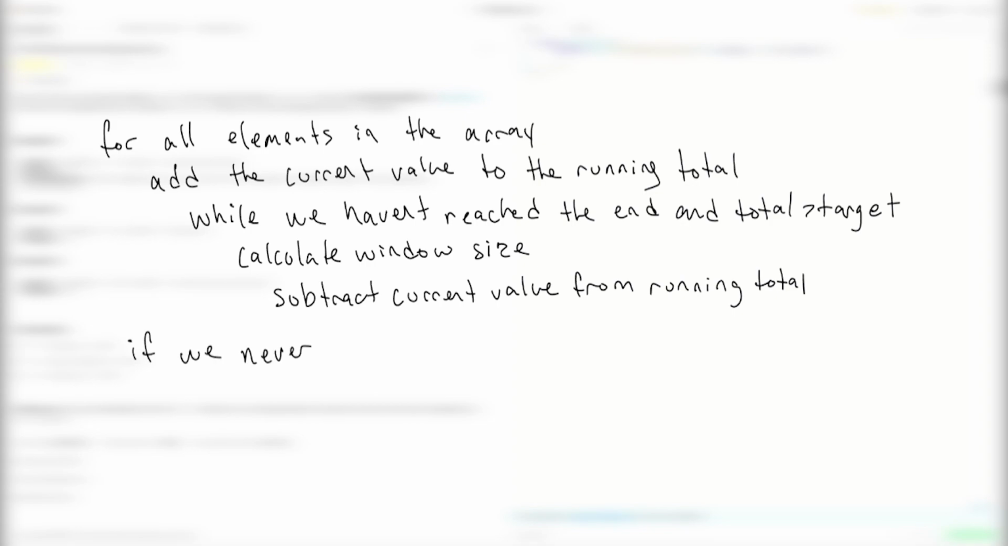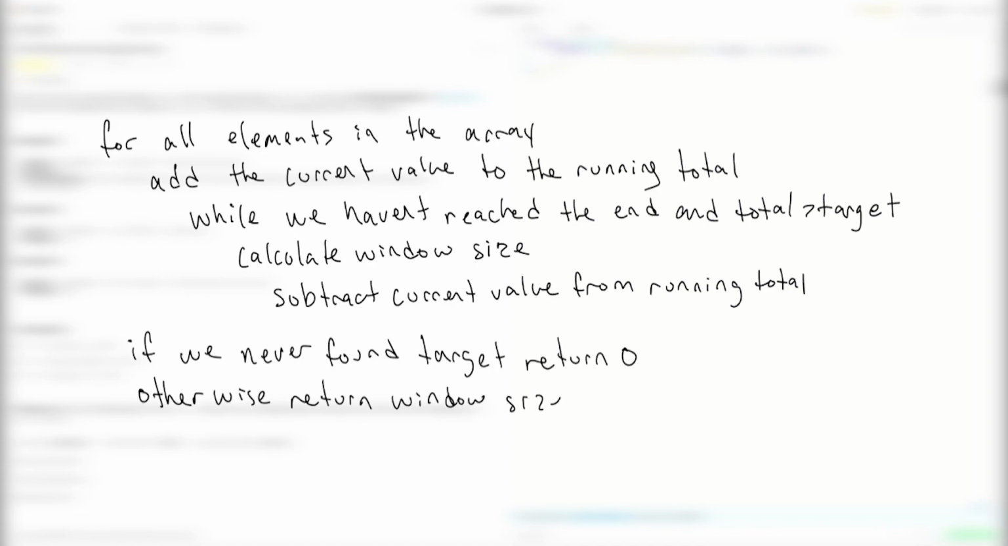And then if we never found the target, we want to return 0. Otherwise, we want to return the window size we found. So once again, this is a pretty complicated question. However, it can be done fairly simply, so that's pretty cool as well. So let's get rid of this and hop into our example. Now this example is most definitely going to take up multiple pages, so I'm going to try my best to figure out a way to edit this to make it work out okay.